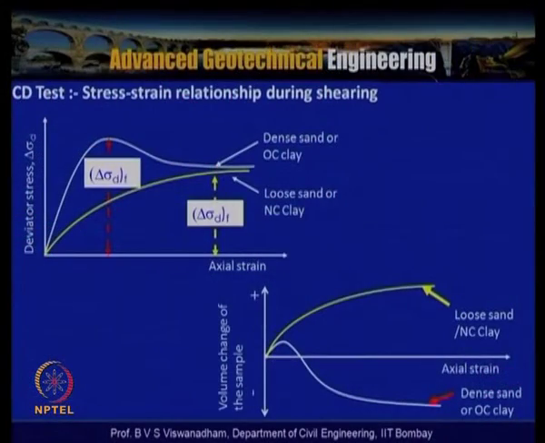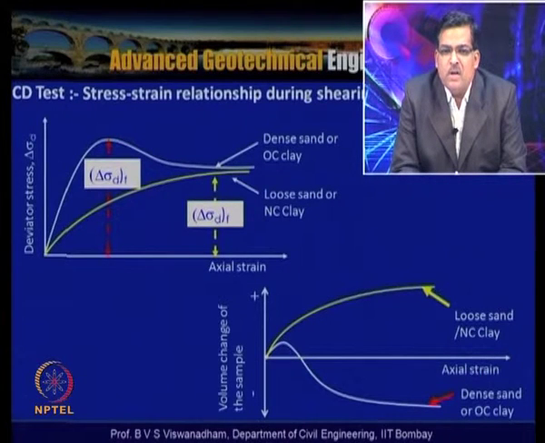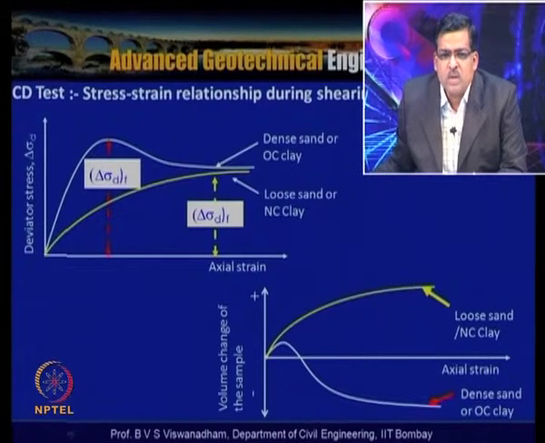And in this particular slide, the stress strain relationship during shearing is given, and this is for the case of the consolidated undrained triaxial test, wherein we have not allowed the drainage to take place during the shear. Here the deviator stress variation is like this, and then there is a decrease. So this is valid for dense sand and OC clay, and this is for the loose sand or normally consolidated clay. You can see that for dense sand and OC clay, hardening takes place, and after attaining a distinct peak, a softening actually takes place.